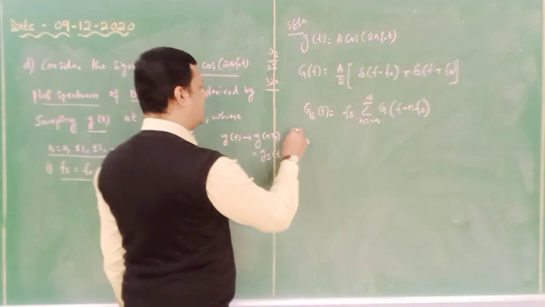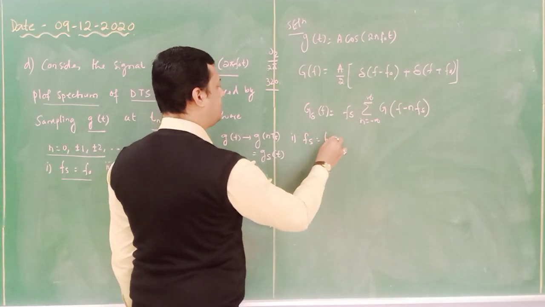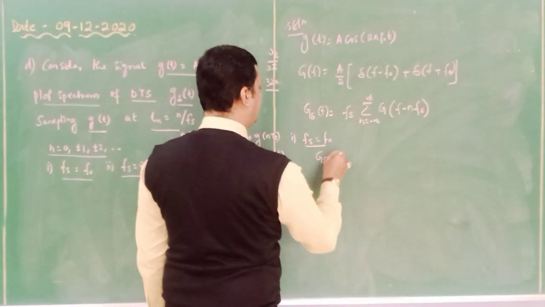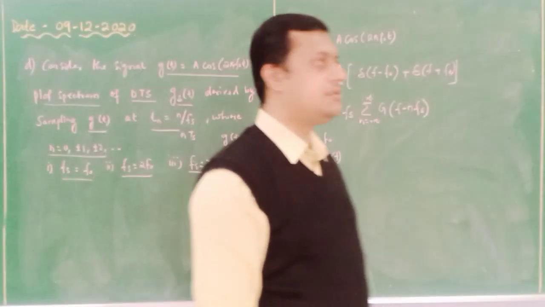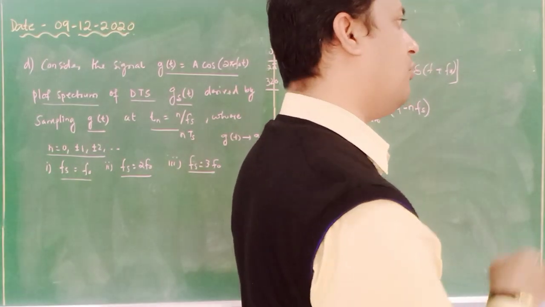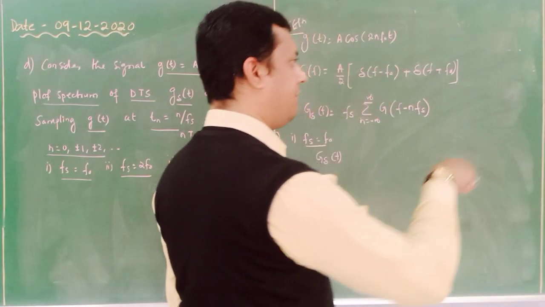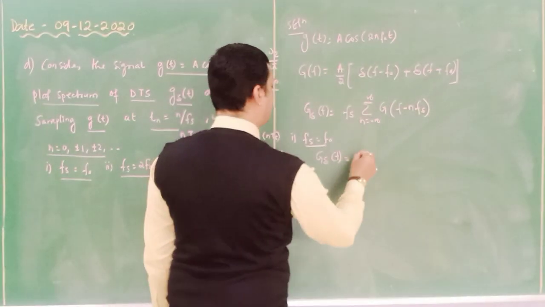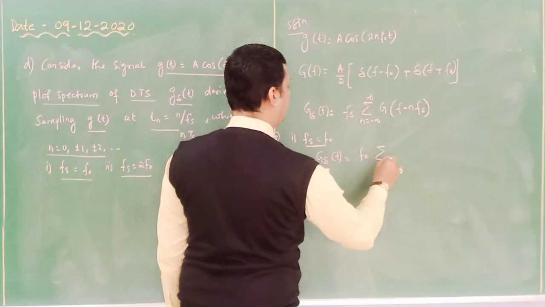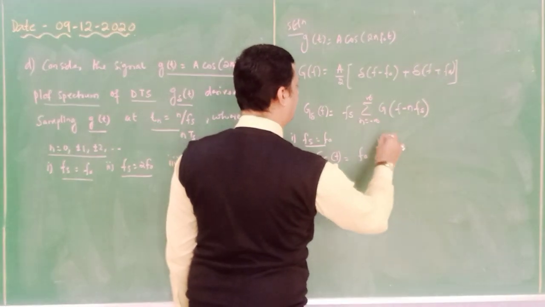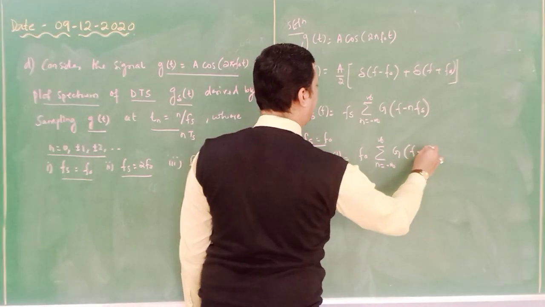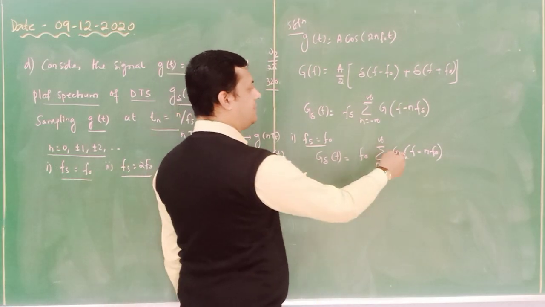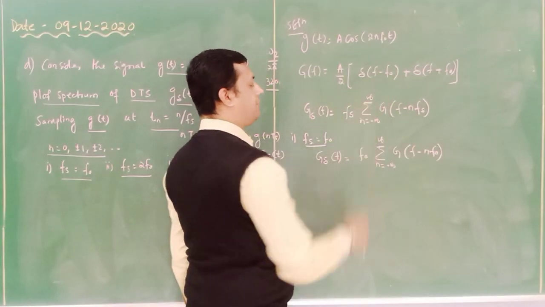So for the first case, fs is equal to f₀, then G_δ(f) is equal to f₀ times the summation over n from minus infinity to infinity of G(f − n f₀). Done. Now I need to substitute G(f − n f₀) here.